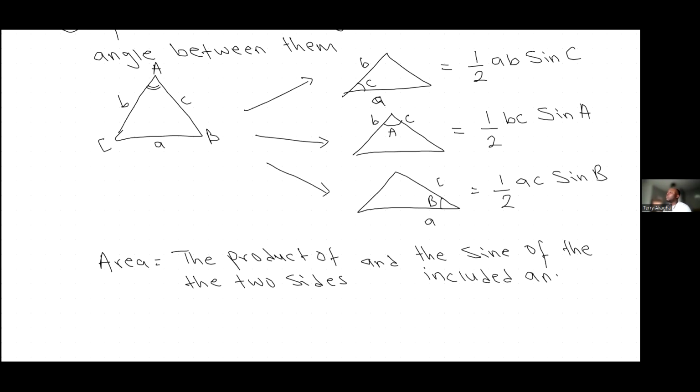Okay, so that's how you find the area. The area is the product of the two sides. In this case, you have AB. In the other case, you had BC. In the other case, you had AC. So it is the product of the two sides and the sine of the included angle. So that is the third one.